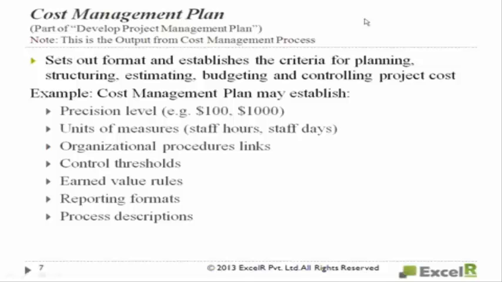Each cost management process. I told you there are 4 processes. Estimate costs. What do you do in estimate costs? How do you do it? You will describe that process, and determine budget. The next process is determine budget. How do you determine the budget? Who is going to determine it? You describe that particular process. And control costs. How are you going to control? Everything you will plan upfront. So typically a cost management plan contains the precision level, the units of measure, the organization procedure links, control thresholds, all these things. What are the different types of earned value techniques and rules we use, reporting formats, process descriptions, etc.